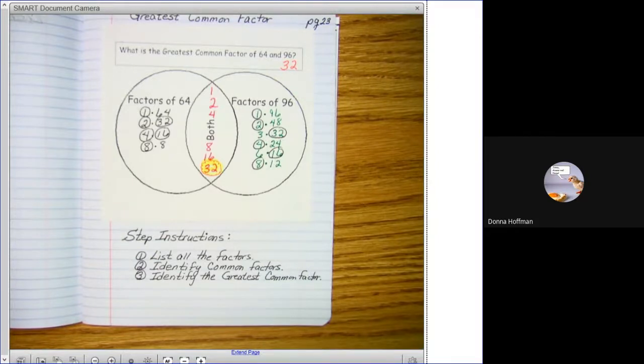Next, we are going to learn how to apply the greatest common factor in real world situations. But if you don't have the steps memorized on how to get the greatest common factor each time, you're not going to be able to solve those real world problems.